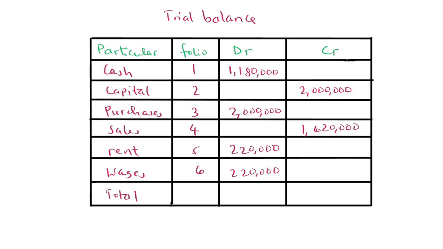Okay, so next let us summarize our trial balance by finding the total on a debit side and on a credit side, of which after summing the values, the total here is going to be 3,620,000. And also on a credit side, after summing the values, the total is going to be 3,620,000. And this is our trial balance requested.